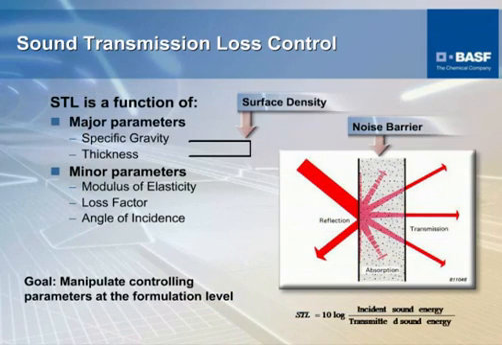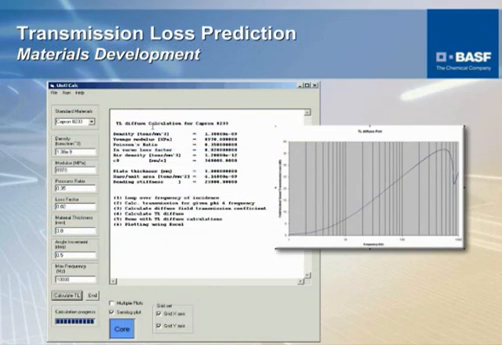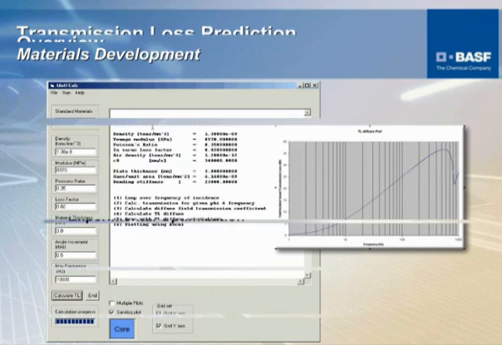I mentioned before that the sound transmission loss is a function of the mass and some major and minor parameters. The major parameters are related to mass, and the minor parameters are related to actual parameters, such as modulus of elasticity, the angle of the sound impinging, the loss factor, which is stored energy, and so forth. We also have means to predict what the sound transmission loss level is based on standard formulations. So we have the tool to do that.